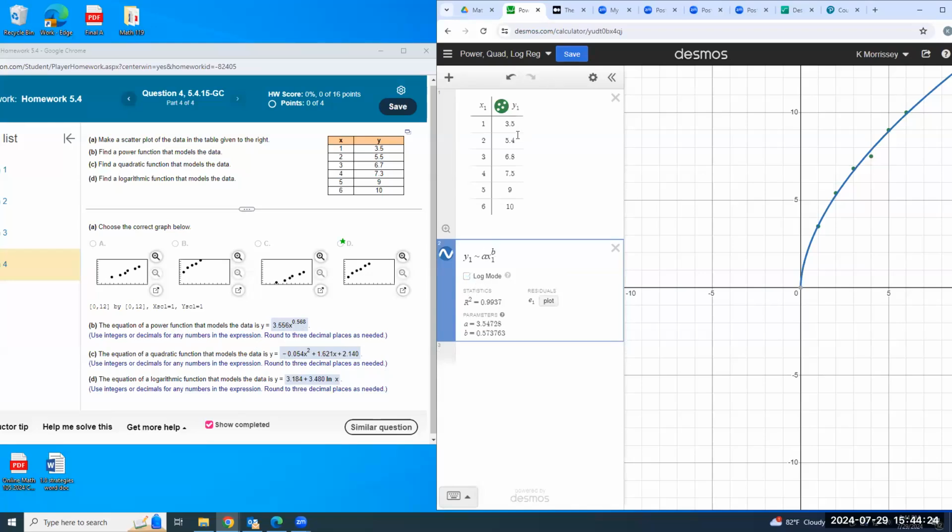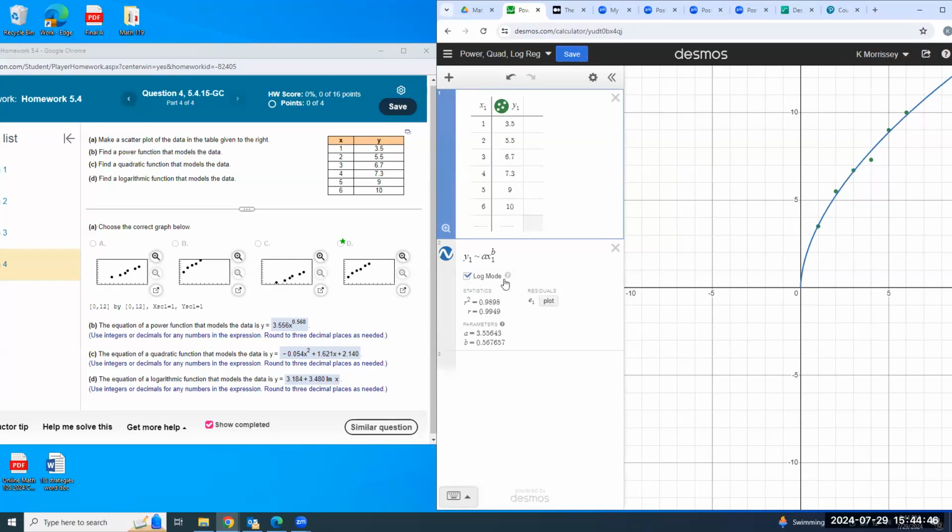Actually, did I make an edit? Oh, I need to change the values because I stepped away from here for a second. So 6.7, 7, 3, 9, and 10. Perfect. So if there is going to be an issue, it would be on this power one.